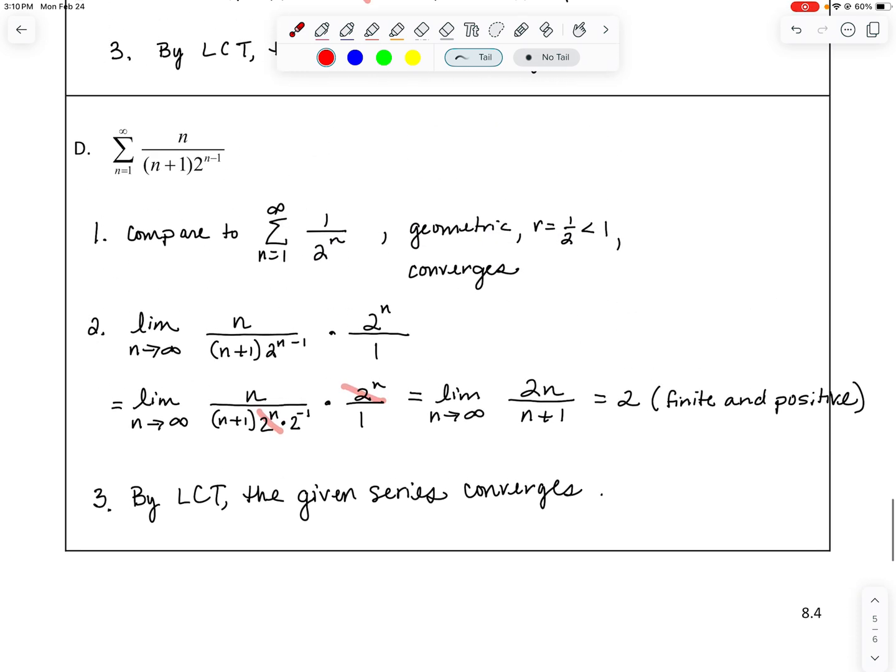And that's all there is to it. It's just a little bit more work and effort to find out if the series converges or diverges.